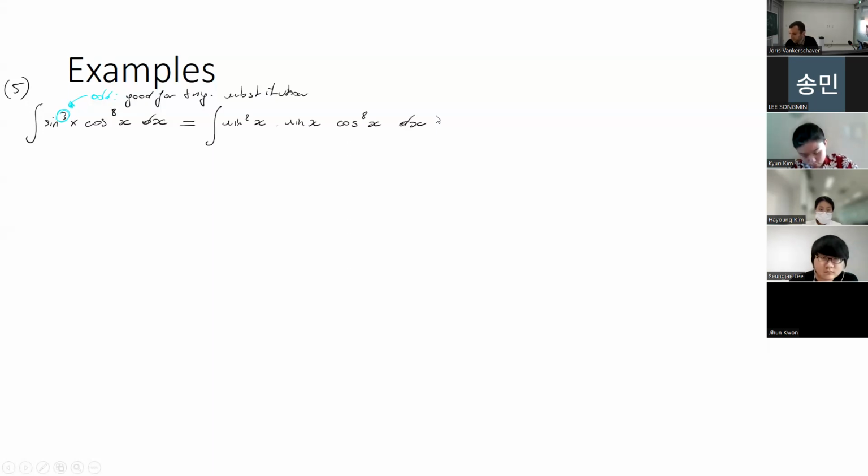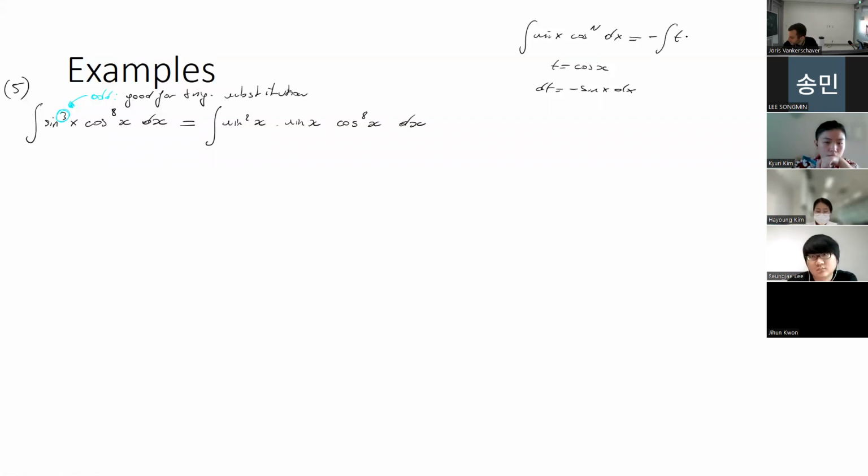And so now let's ignore this sine squared for a second. If I just had sine x cosine to some power, let's call it n, dx, now you probably see what you have to do. Here you could substitute t equal to cosine x, and then dt becomes minus sine x dx, and this integral turns into minus t to the power n dt, which you can solve. So minus t to the n plus 1 divided by n plus 1 plus c.